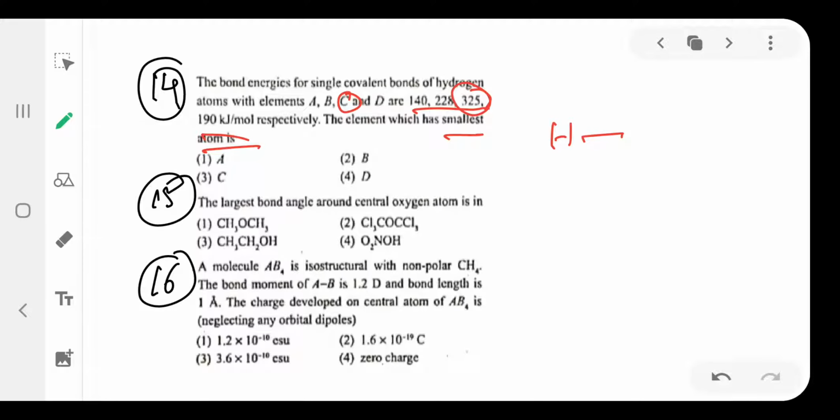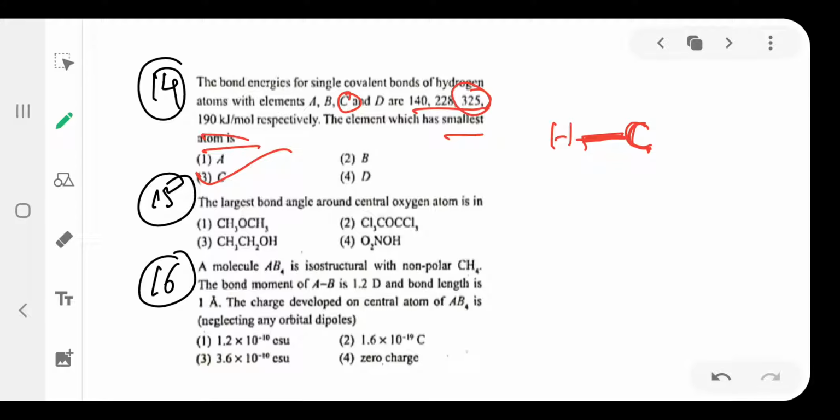Then which one is smaller? C. If hydrogen combines with C, it has the smallest size, that's why the bond energy is very high. So the highest bond energy is 325, and the smallest atom is C. So the option is 3. Next, the largest bond angle around the central atom.